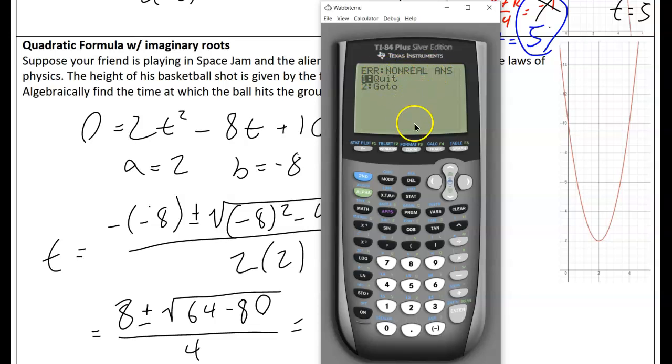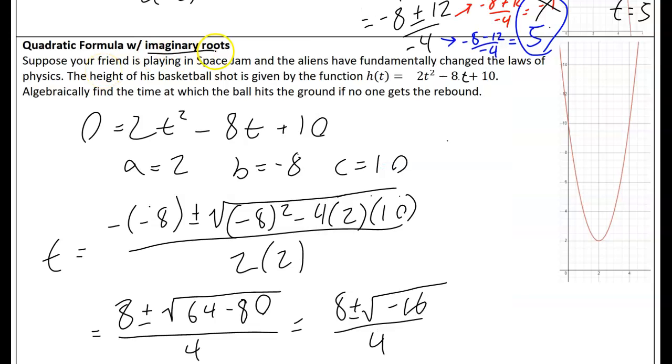That word non-real should sound familiar because we're going to use an imaginary number to represent this solution. So the answer here, to our question, is really no real solution. The ball never hits the ground, right? And we can see that from the graph.